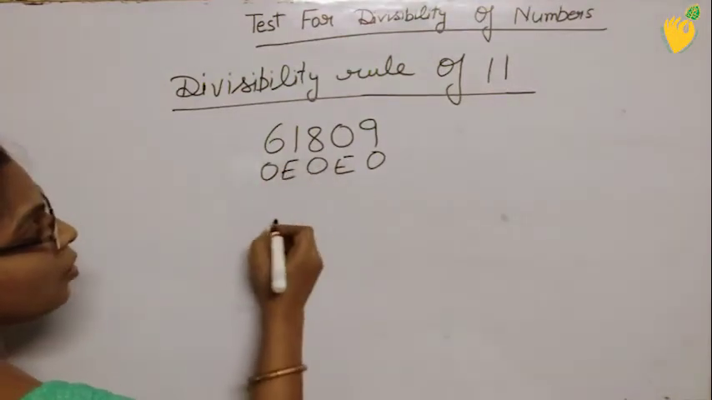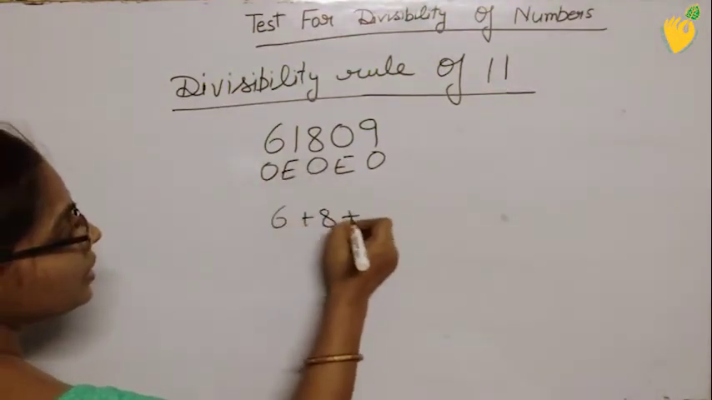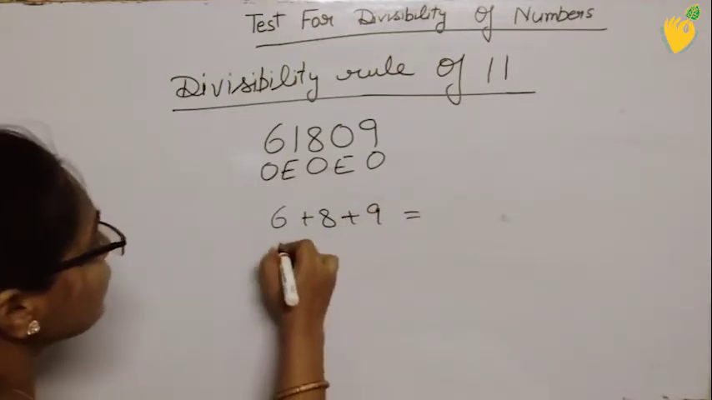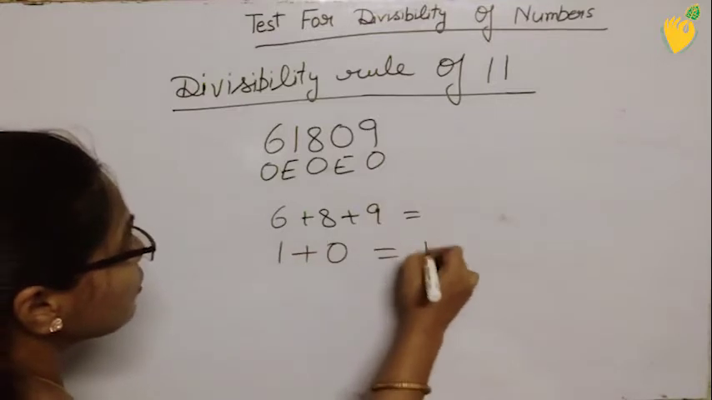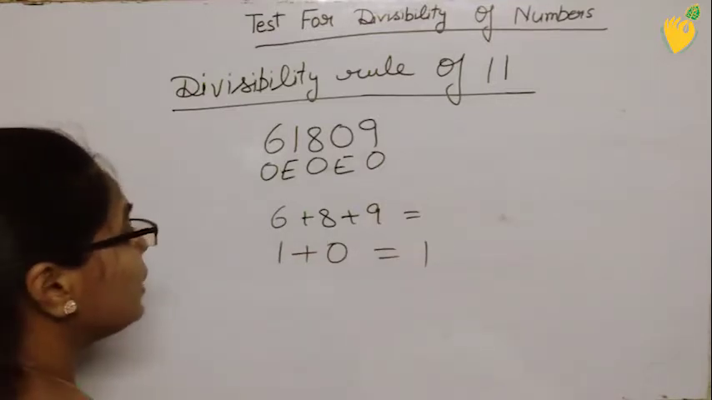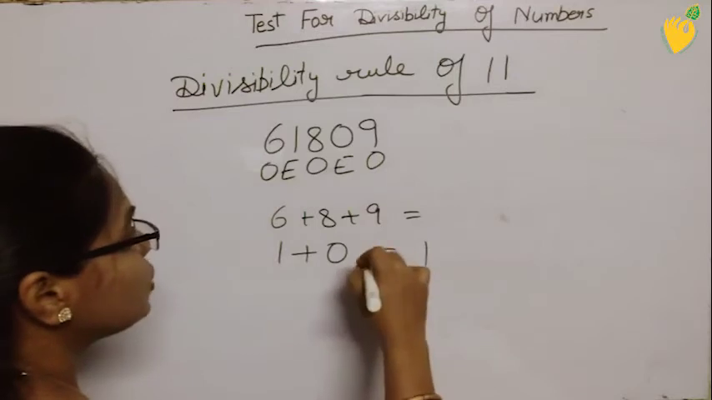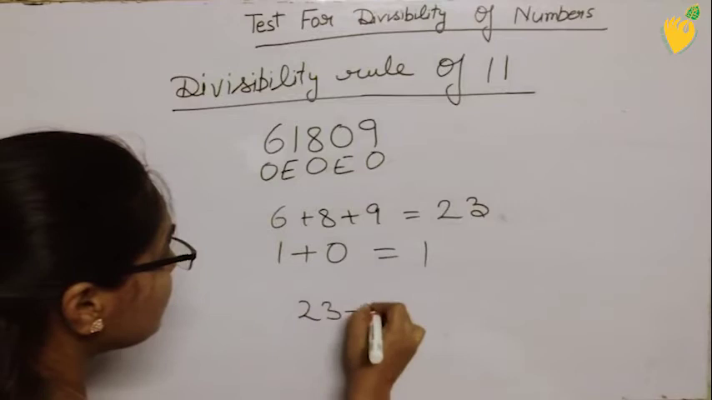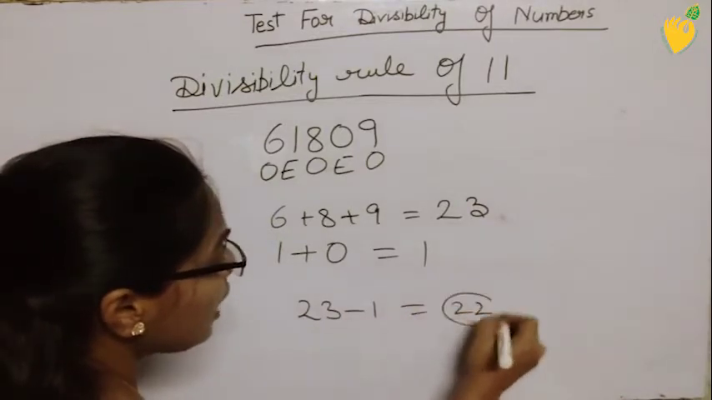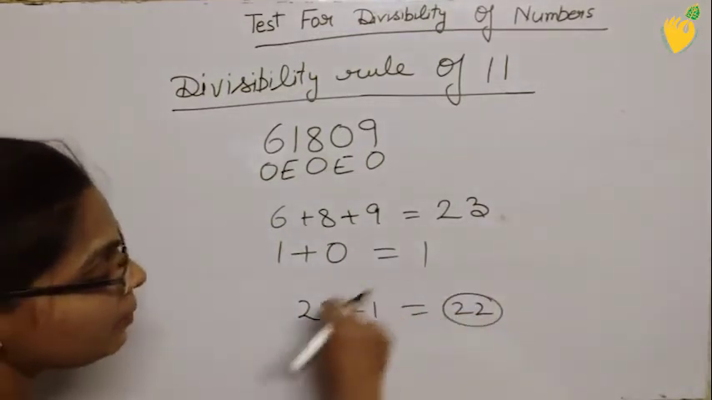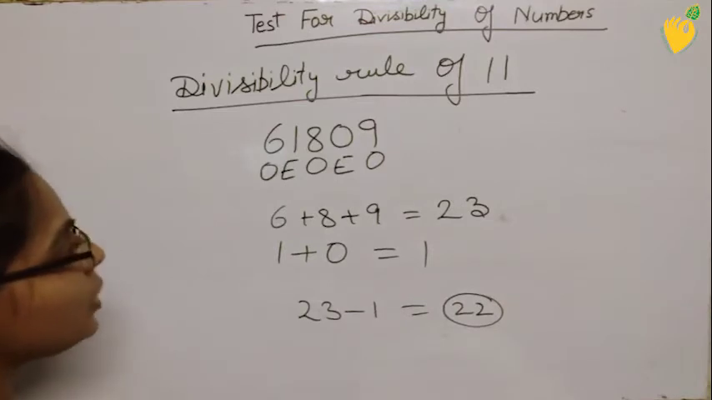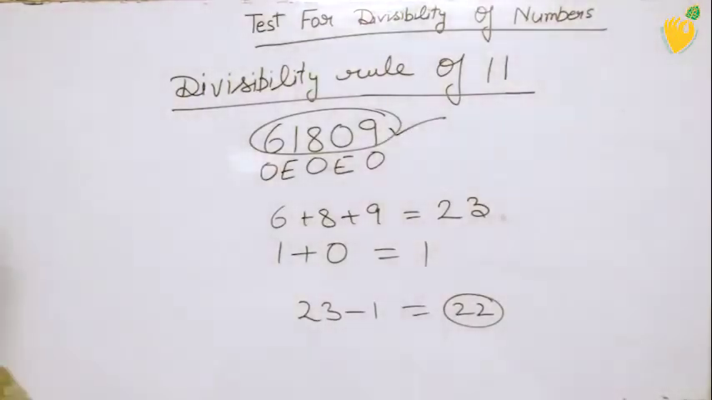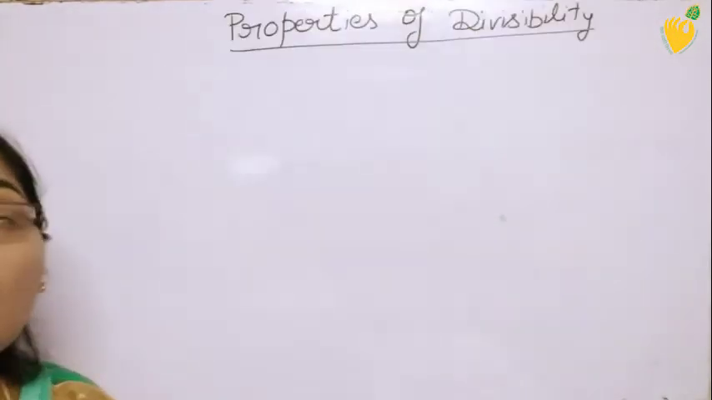So the sum of the digits at odd places is 6 plus 8 plus 9, and the digits at the even places are 1 plus 0, which equals 1. 8, 8, 16, 17, 18, 19, 20, it is 23. And the difference, 23 minus 1, equals 22. And what is 22, students? It is a multiple of 11 because 11 twos are 22. Now you can say that 61,809 is divisible by 11.